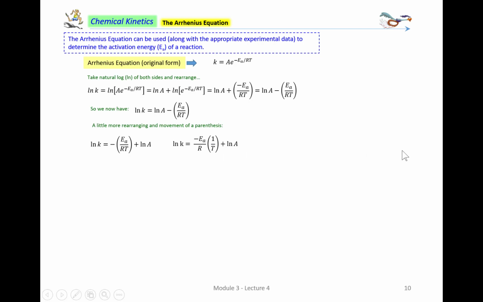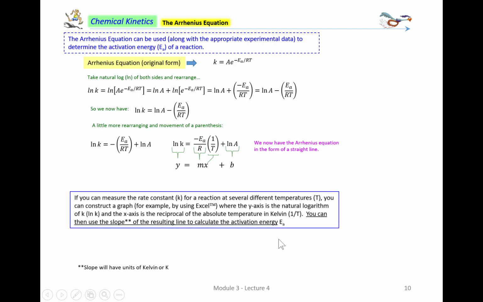And what we've done here is we've gotten the Arrhenius equation in the form of a straight line. You can see that y would be ln of k, the slope would be minus Ea over R, x would be 1 over T, and the intercept would be ln of A.